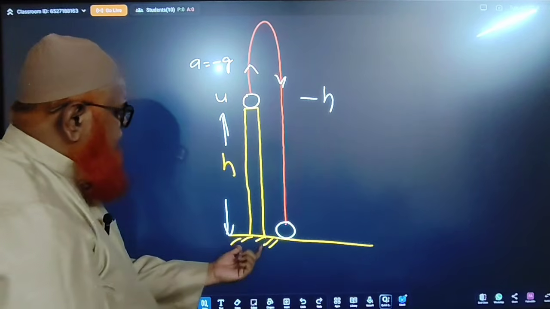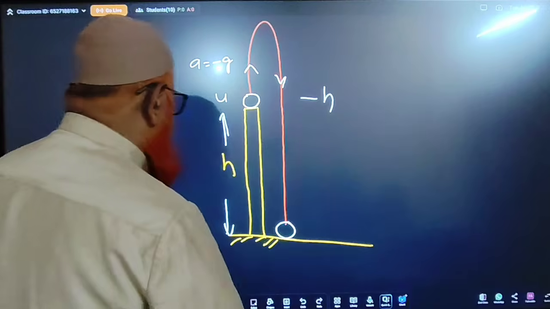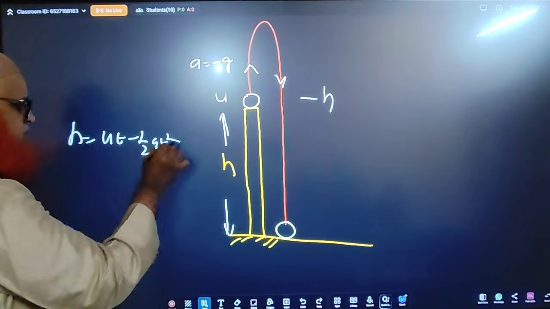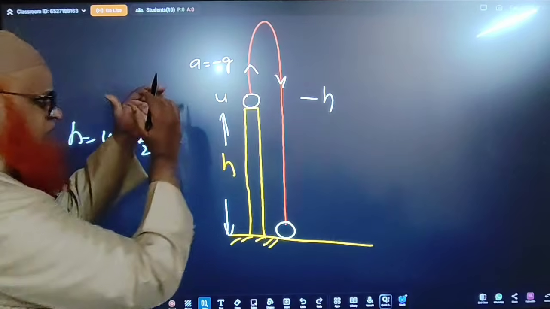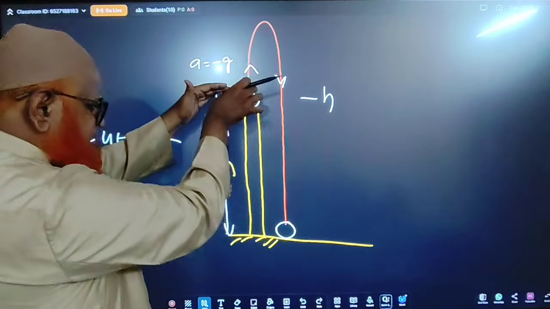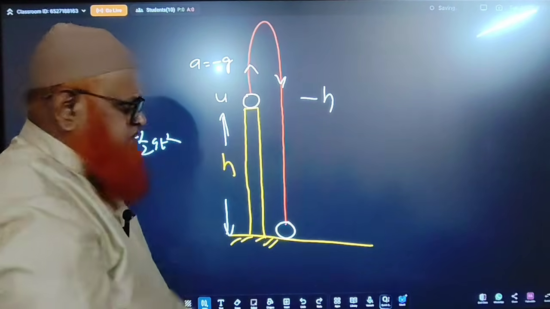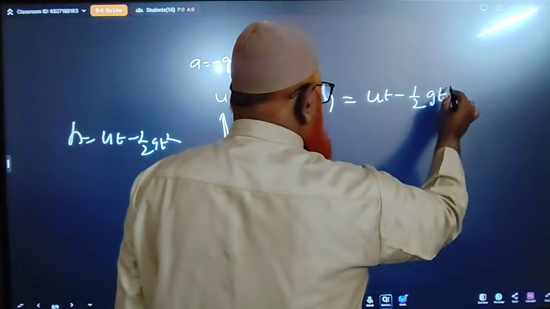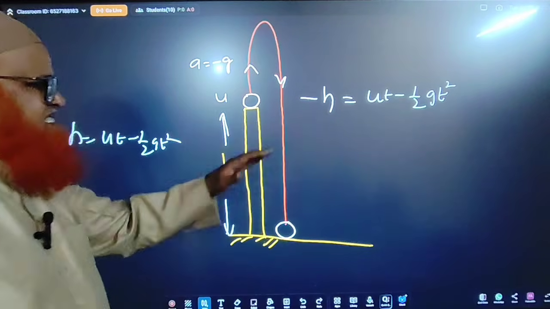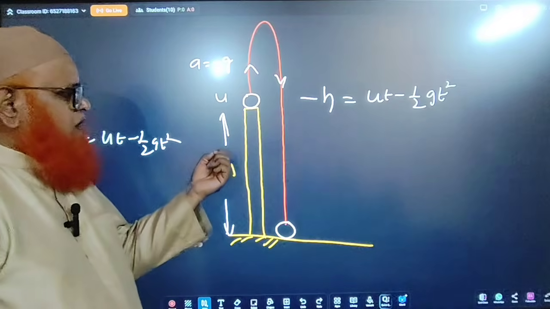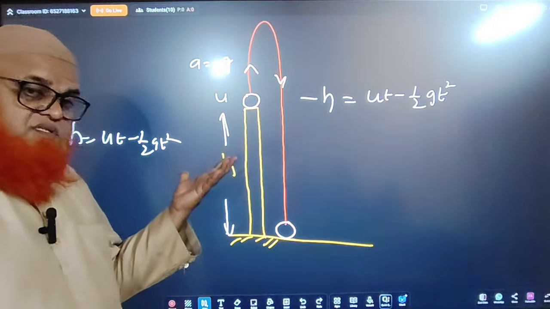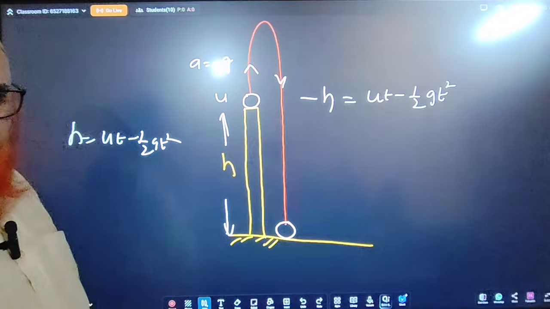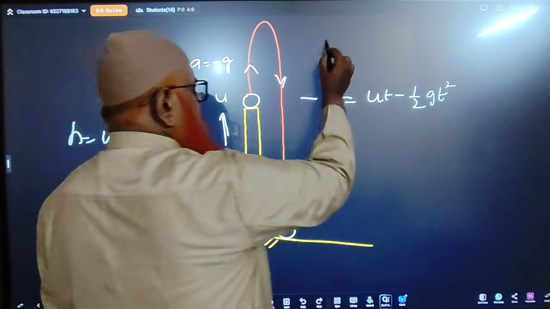If you are throwing a body from the ground, then we write h is equal to ut minus half gt square. But here in this case, you are throwing a body after crossing certain height, which means this height should be removed, so minus h. And this is going to be ut minus half gt square. This is the formula used when you throw a body upwards from a certain height with initial velocity u. a is going to be minus g. Use this formula.